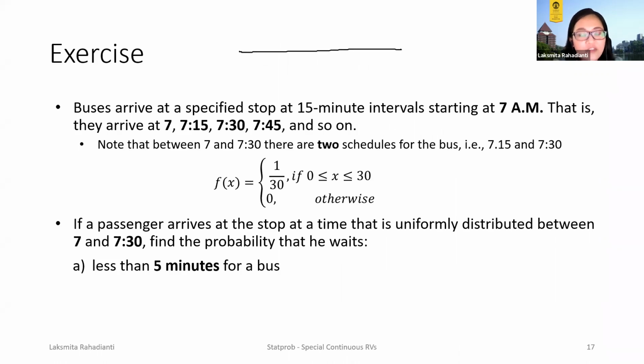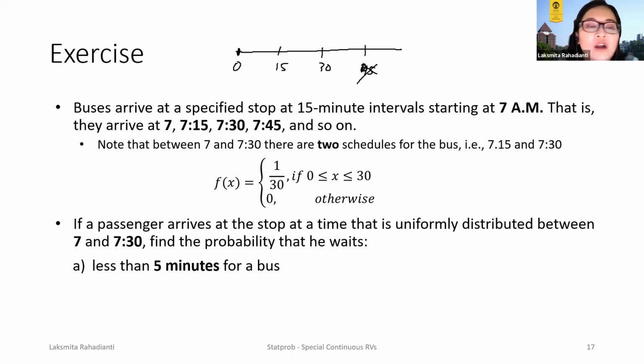So we know that there is a bus here, there is a bus here, there is a bus here. But if the guy arrives between 7 and 7:30, I'm going to ignore the 7:15. And obviously, if he arrives between 0 and 30, we can assume that he didn't come in time for the 7 o'clock one. So what is the probability that he waits less than 5 minutes?